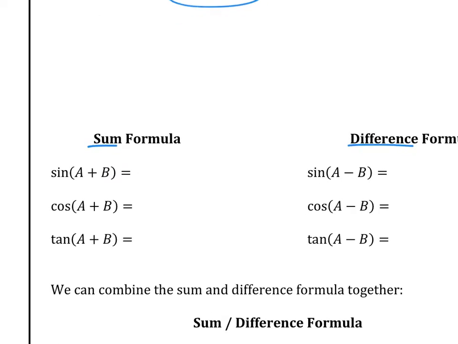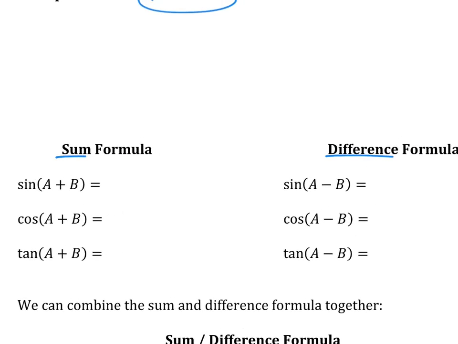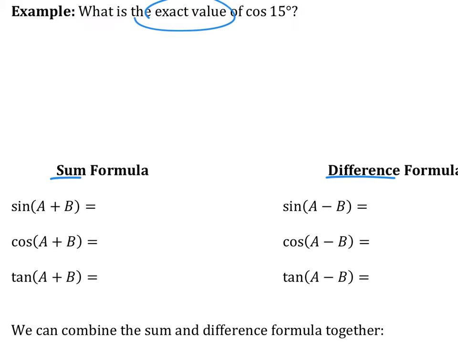So there are three different formulas, obviously, for sine, cosine, and tangent. And it's pretty easy to remember. But before I tell you how to remember, let me just give you the formula. So the sine A plus B formula is sine A cosine B, and then plus cosine A sine B.